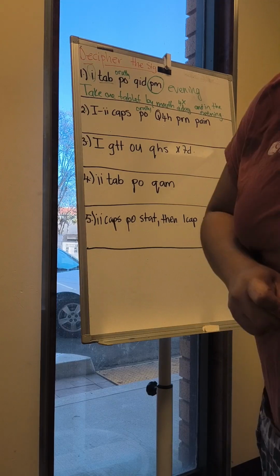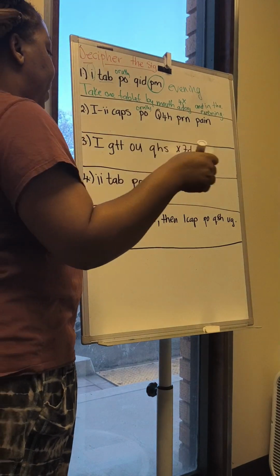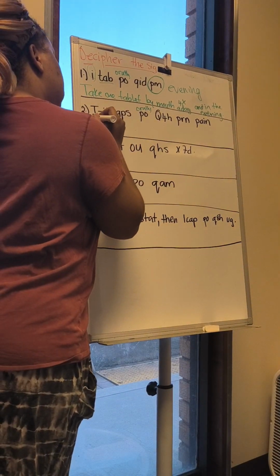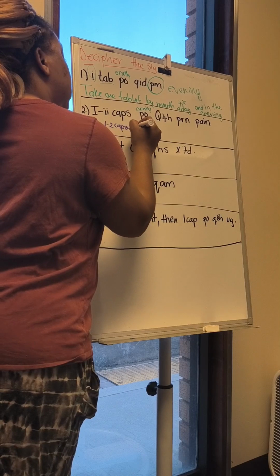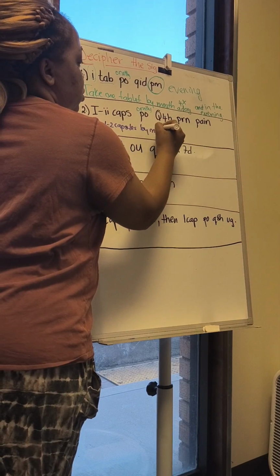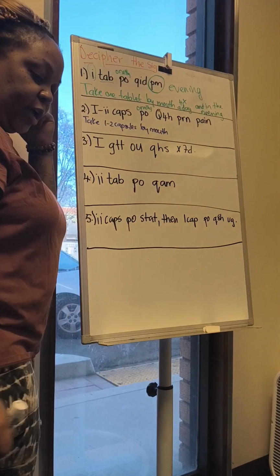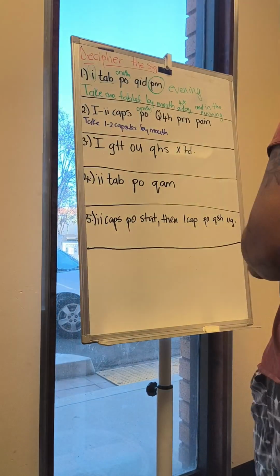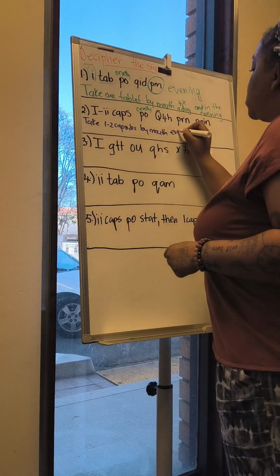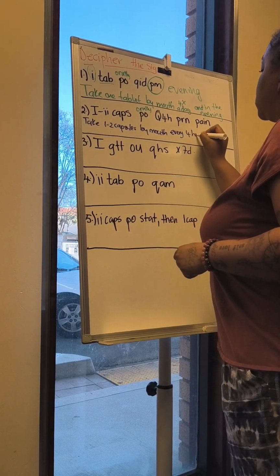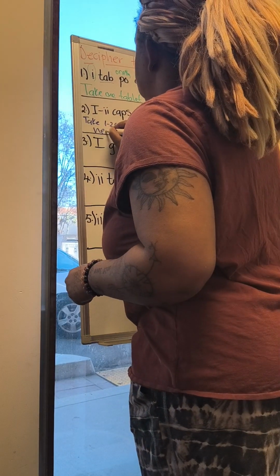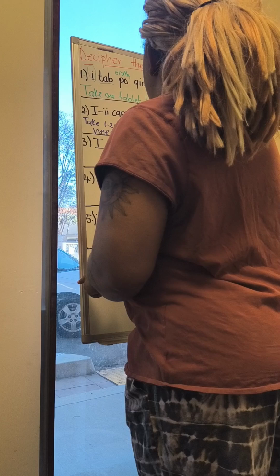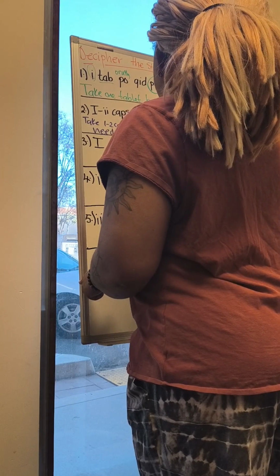So I'm going to write it out fully. Take 1 to 2 capsules by mouth. Let's go. I'm trying to write small. 1 to 2 capsules by mouth, Q4H, every 4 hours, PRN means as needed for pain. Why do I need to write for pain?